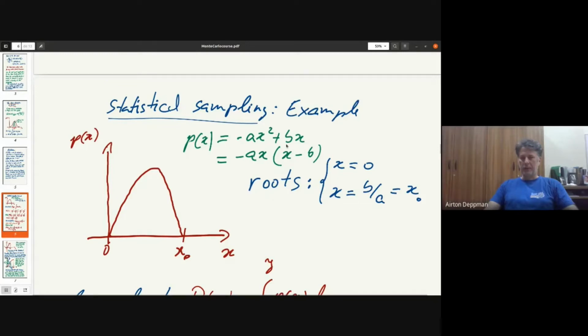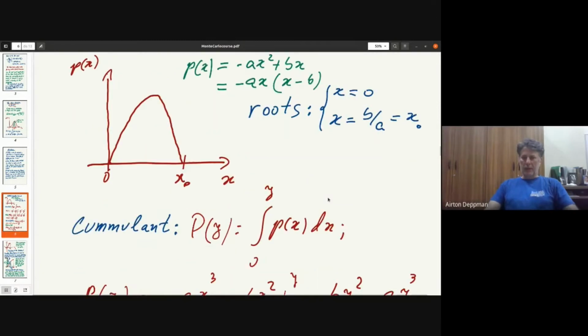And we have this expression for this probability density. And we see that it has two roots at 0 and at x0 equal to b divided by a, where a and b are the parameters here that describe this family of parabolas. And we have the cumulant, which is the integration from 0 to y, with y being any real value.